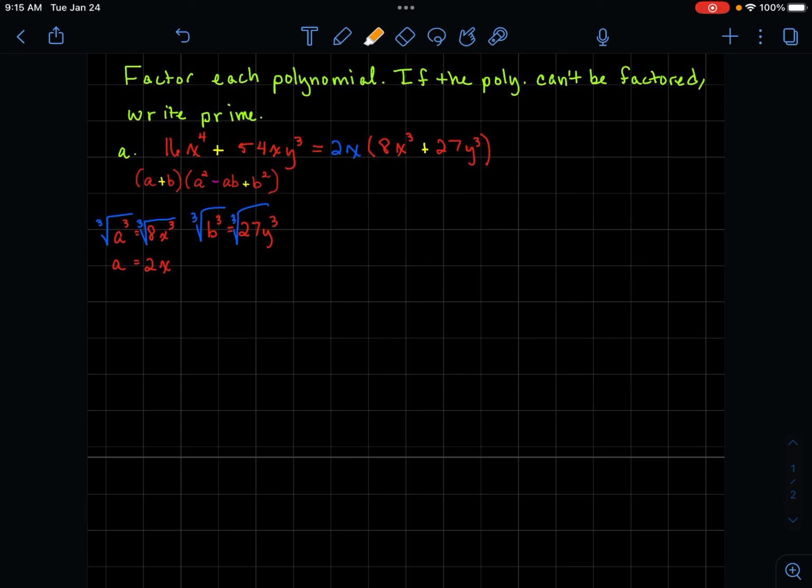We cube root both sides, thinking what number times itself three times is 27. That number is going to be 3. The cube root will cancel out the third power on the y, so we have b equals 3y.